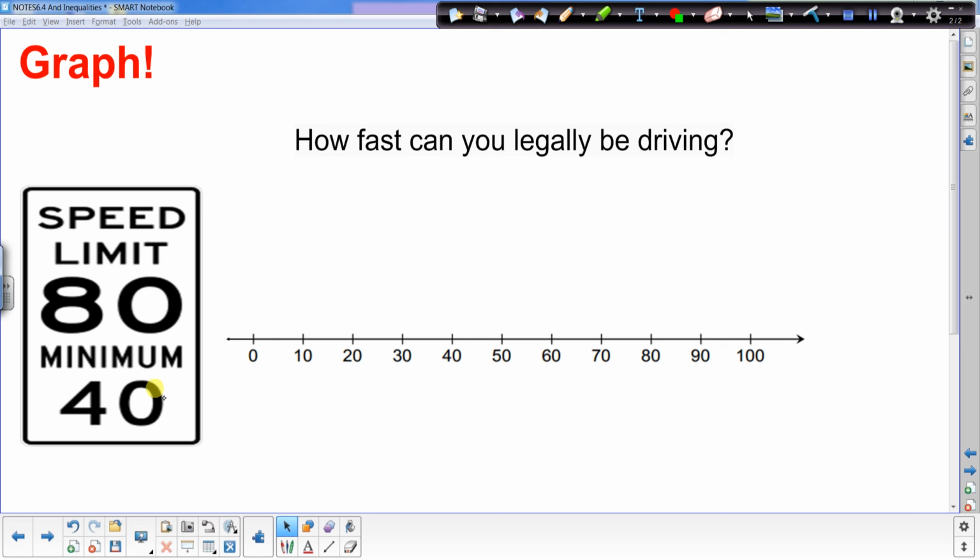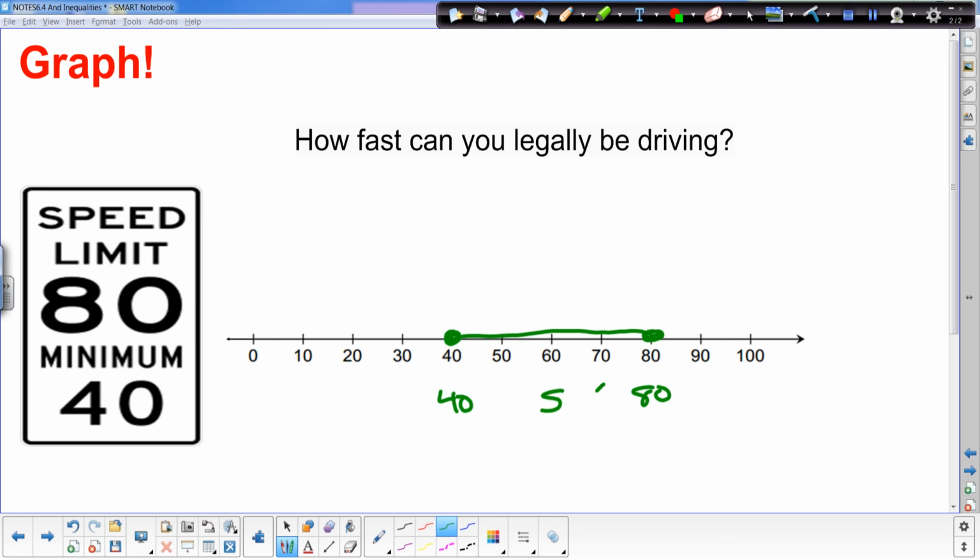That means to be legal, I need to be driving somewhere between 40 and 80, in that part right there. That's the kind of graph we're going to be looking at. And how would we write that as an inequality? There's a couple ways. We could say that our speed has to be between 40 and 80.